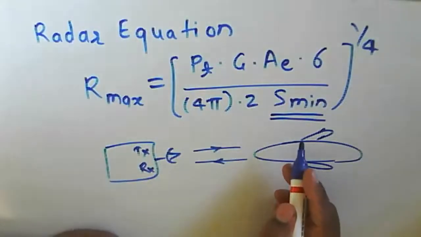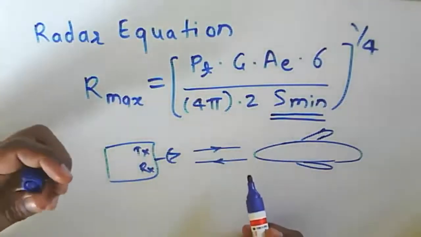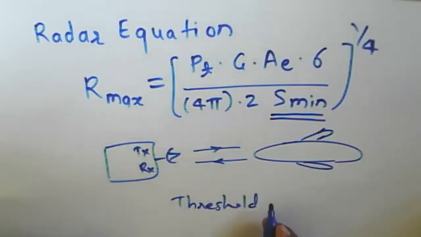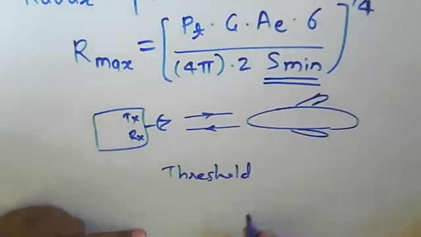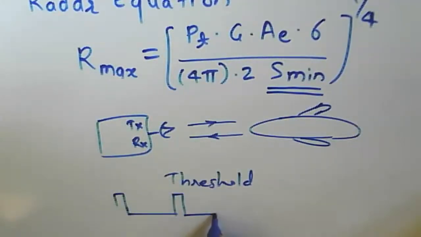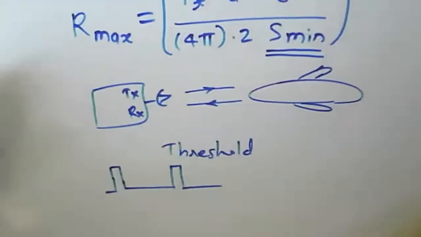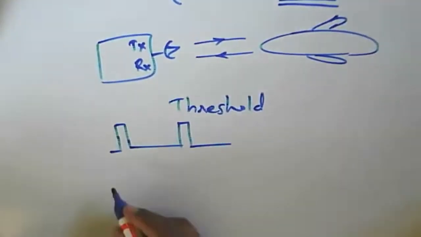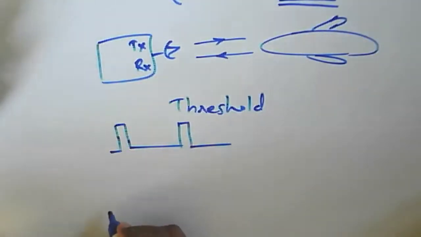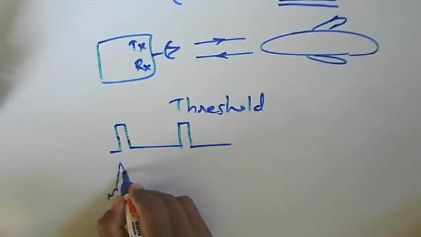We should know whether that signal is beyond the threshold value, above the threshold value. Generally we are transmitting a train of square pulses, but the echo signal we receive is not a square-shaped pulse. We are receiving some noise here.